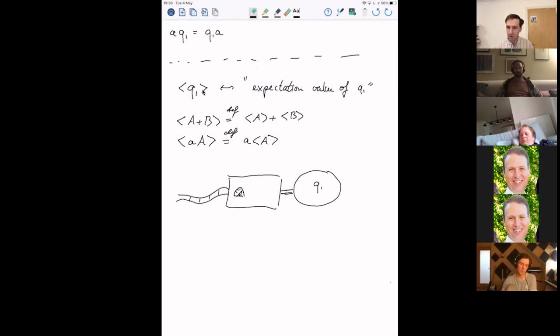And you can now imagine what it means to perform a measurement on the same physical system twice. Namely, you perform a measurement on Q1, and it turns out to have value A. So the outcome of this measurement was A, with A some real number. So the outcomes of measurements are real numbers.